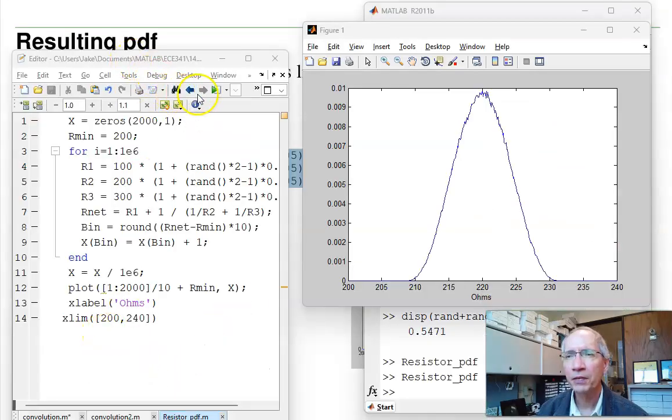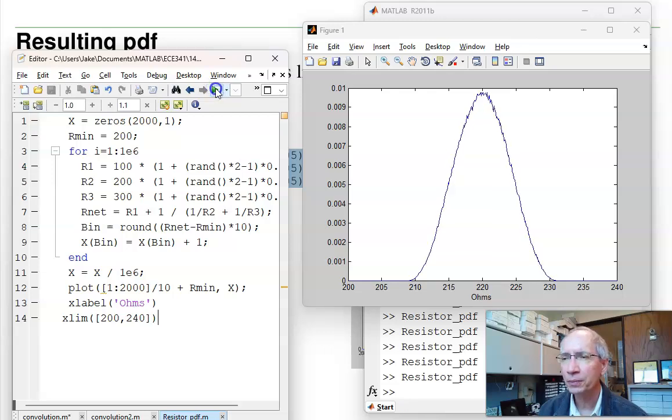And kind of note, every time I run this program, I get a slightly different answer. It kind of looks like a normal distribution. Trying to come up with an equation for that is something we'll look at a little bit later. But that's, again, one resistor in series, two in parallel.